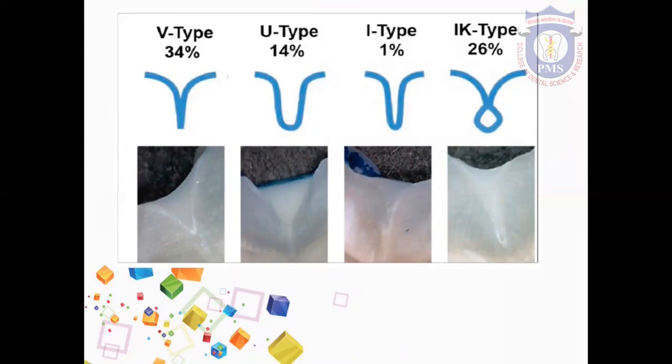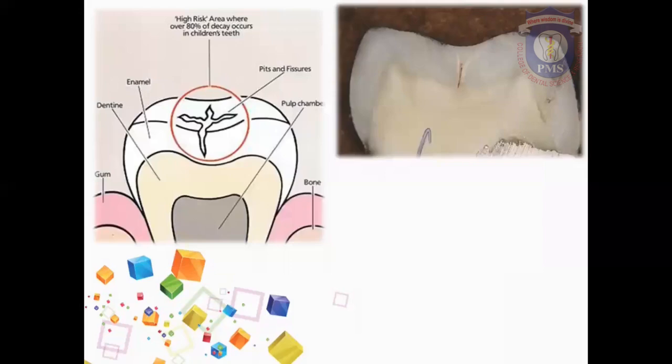And there are four types of fissure anatomy. One is the V type, another one is U type, I type, and IK type of fissures. Among these, the V and U types are less susceptible to initiation of dental caries lesions as they are almost self-cleansing. On the other hand, I type and IK type are more susceptible to dental caries when compared to the other two types of fissures.